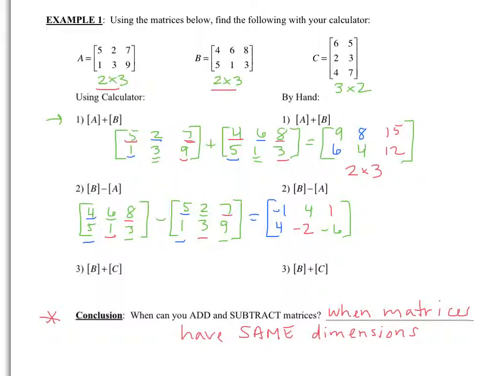So if we take a look at number 3, and we compare the dimensions, well, remember, matrix B is a 2 by 3, and matrix C is a 3 by 2. These are not the same dimensions. So we cannot find the sum. There's a dimension mismatch. So no sum can be found. Okay? So hopefully you guys picked up on that. Let's move on to multiplying matrices.